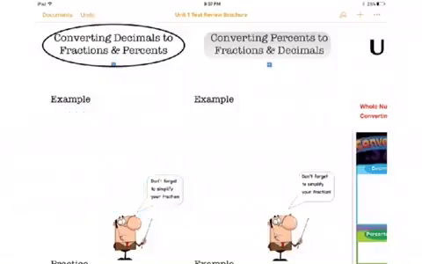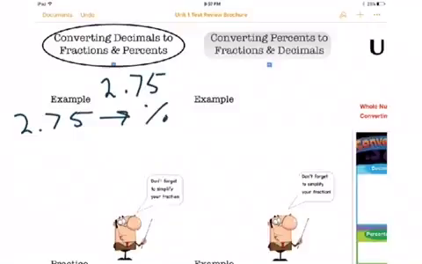Now a little bonus here. If you end up with a number in the ones place, if you have something like 2 and 75 hundredths, and you want to turn this into a percent, we can do that pretty quick still by moving the decimal point. We would just move the decimal point 2 spaces to the right, and that will give us 275% right there.